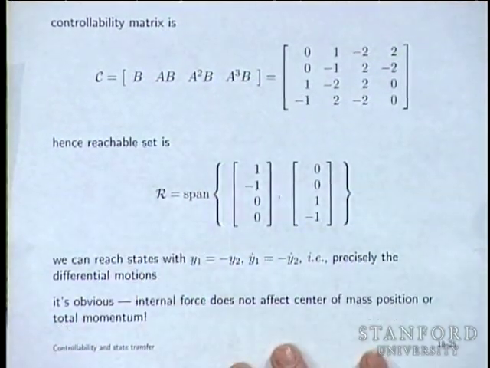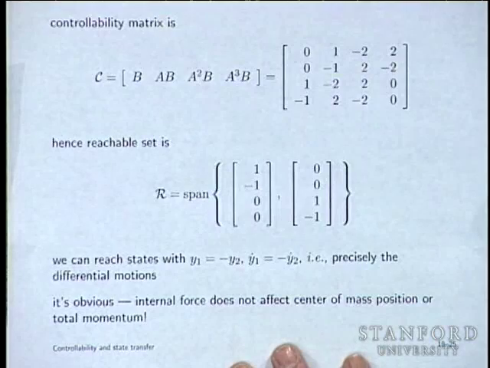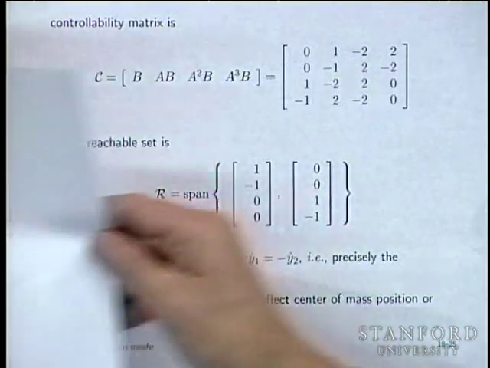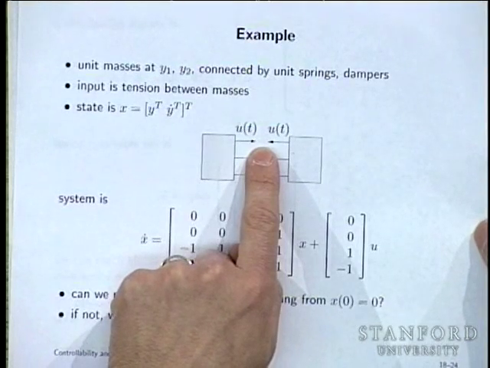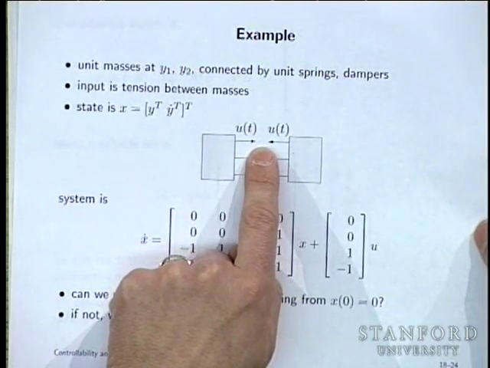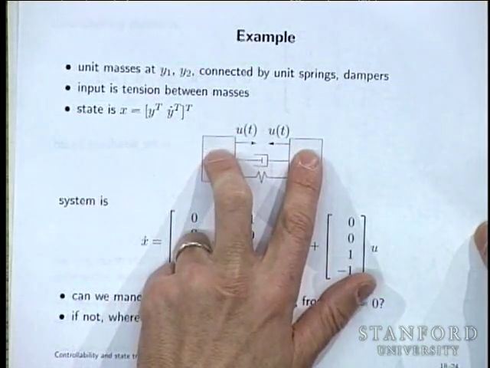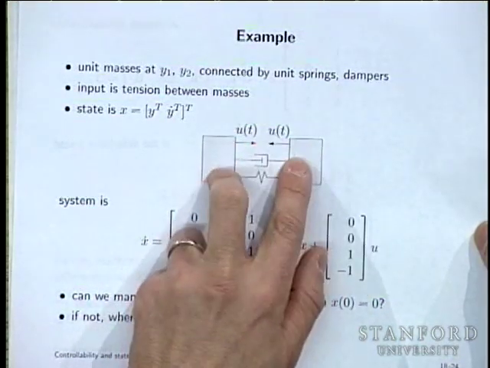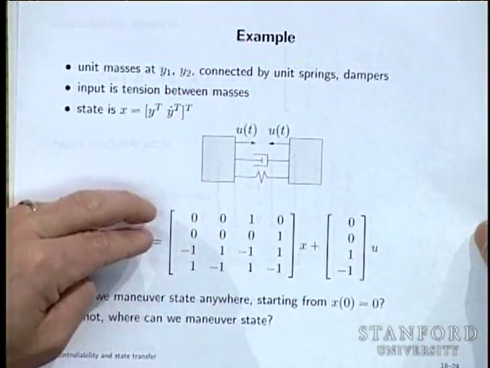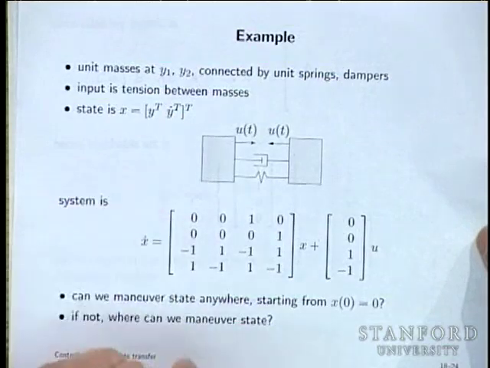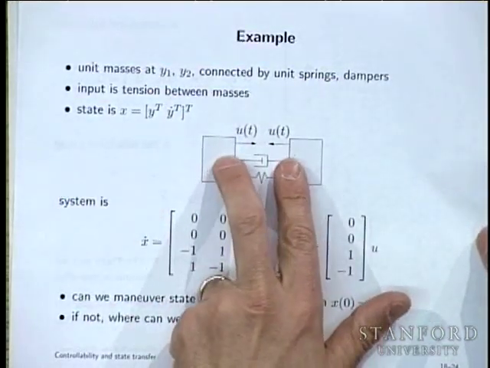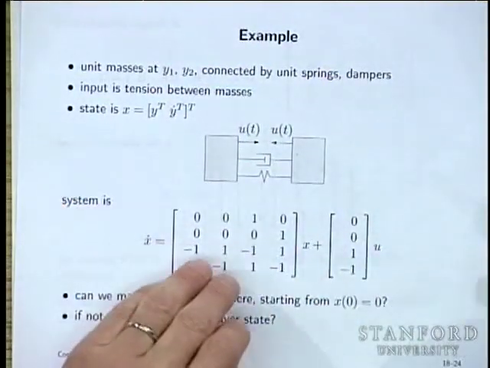And if you look at it closely, you realize it's telling you something that you should have known anyway, which is to say that if you apply a force internally to a system, you can't possibly affect the center of mass of the entire system. So x1 plus x2 is utterly unaffected, and x3 plus x4 is going to be completely unaffected by applying an internal force to an object.